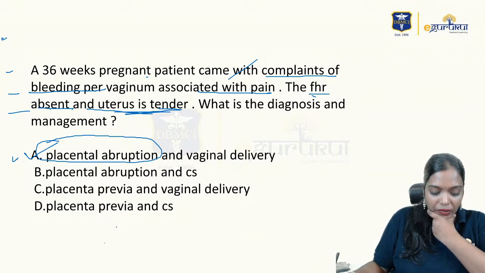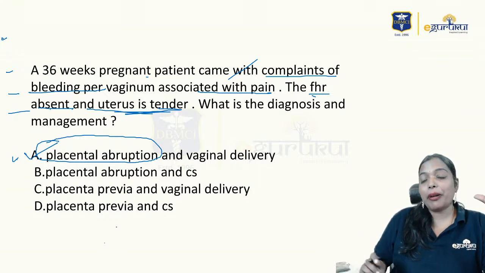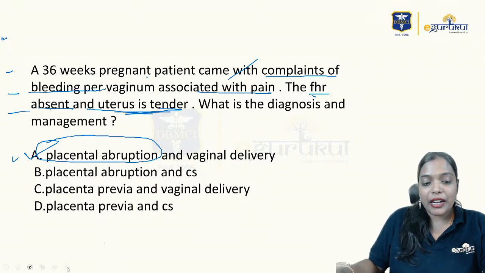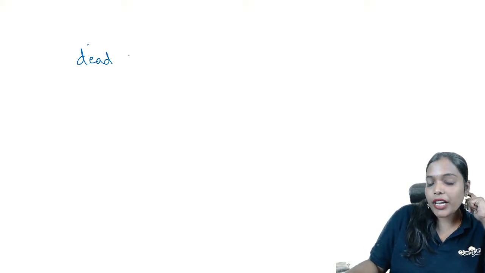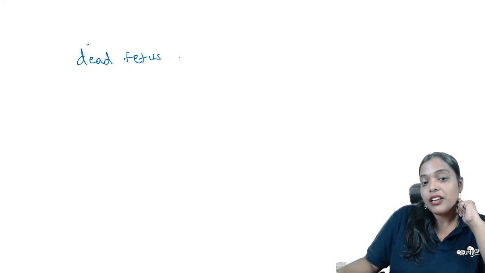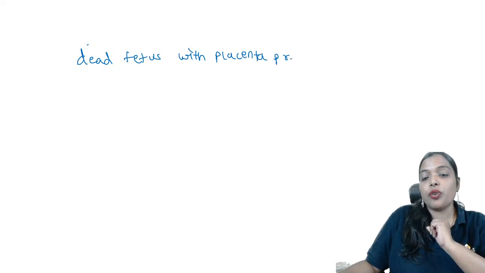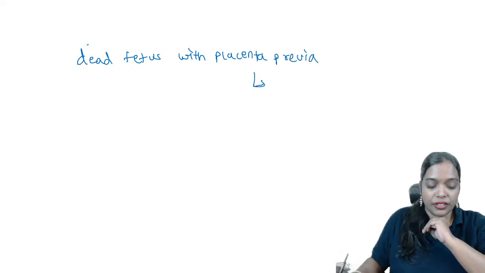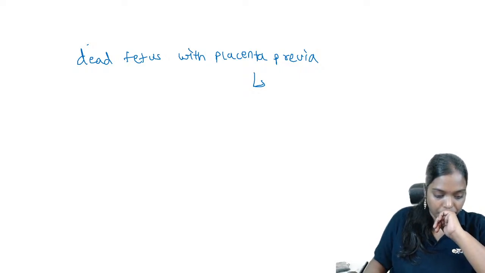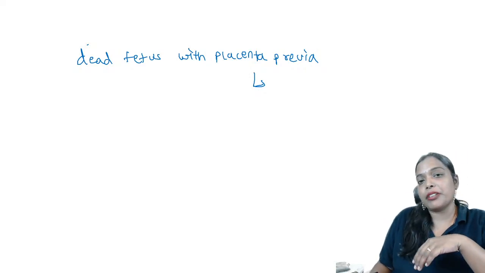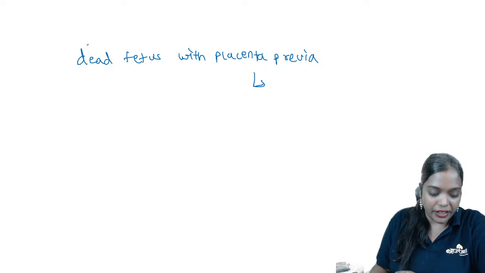Dead fetus always delivered by vaginal delivery except in transverse lie. So it depends on a case scenario again. If you have dead fetus with placenta previa, then what will be the mode of delivery? So I can't tell that dead fetus always vaginal delivery. If you have dead fetus with placenta previa, then what will be the mode of delivery? Will you go for vaginal delivery or will you go for cesarean section? Okay, Kaustubh, I'll try to plan a session on malpresentation and I'll be coming live again.